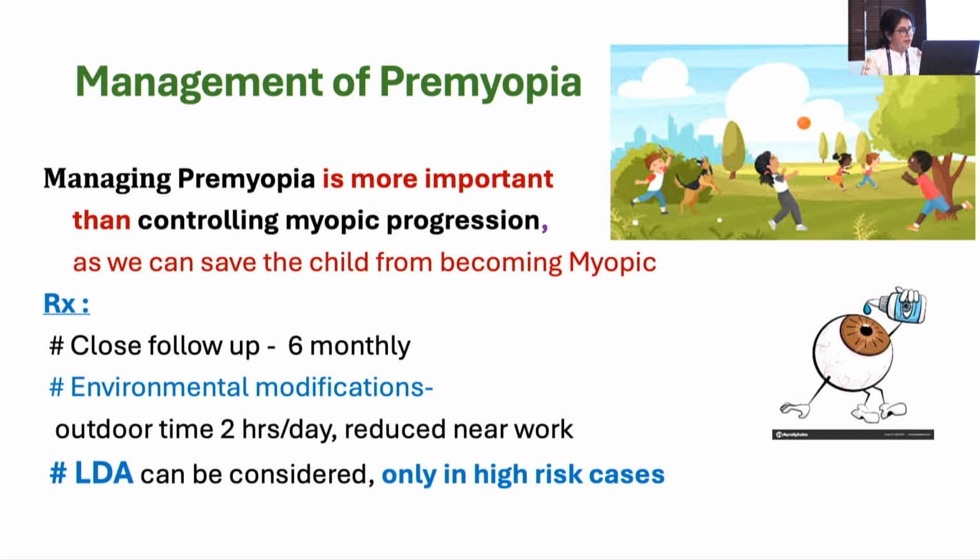So managing pre-myopia is more important than controlling myopia progression, because we can save the child from becoming myopic and its complications. So treatment of pre-myopia: close follow-up every 6 months, environmental modifications, outdoor activities for more than 2 hours per day, reduce near work, the 20-20-20 rule, etc. And low dose atropine can be considered only in high risk cases.